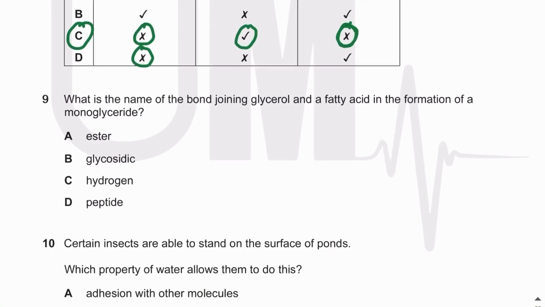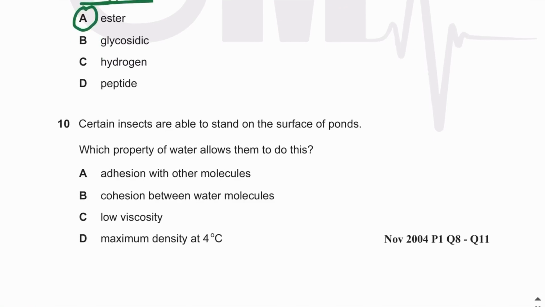What is the name of the bond joining glycerol and fatty acid in the formation of a monoglyceride? So guys, when glycerol is joined with the fatty acid, monoglyceride is formed, and this reaction is esterification, and the bond that is formed is called the ester bond. So the answer is A. MCQ number 10. Certain insects are able to stand on the surface of the ponds. Which property of water allows them to do this?